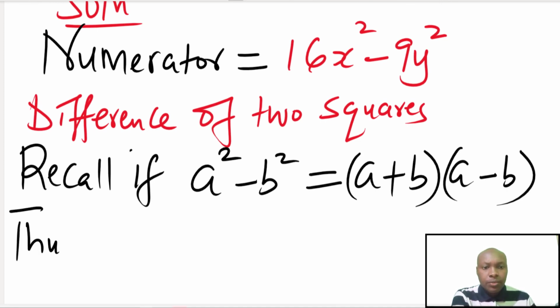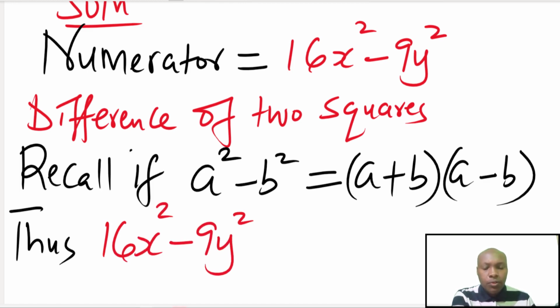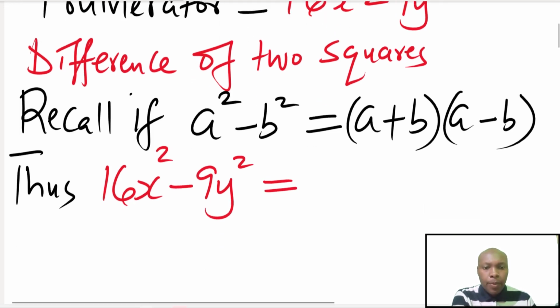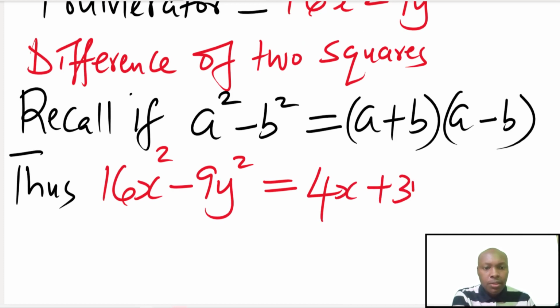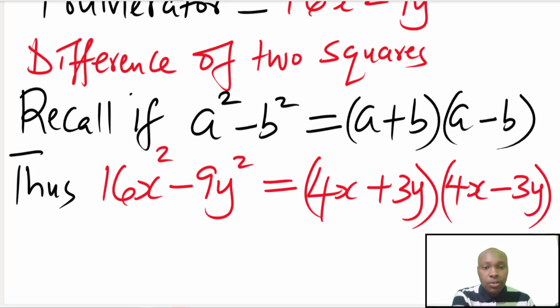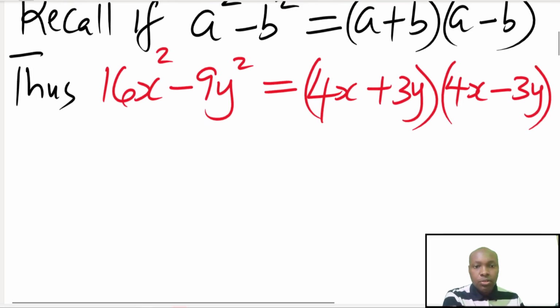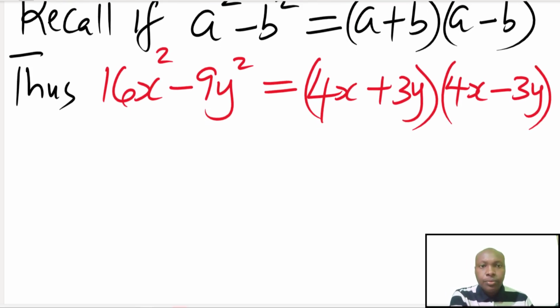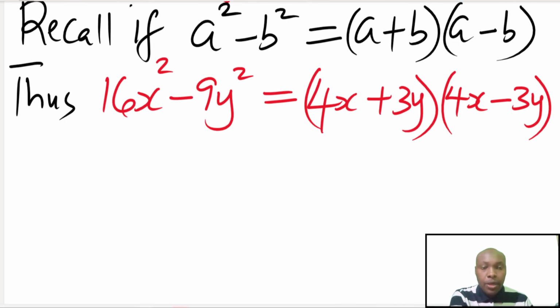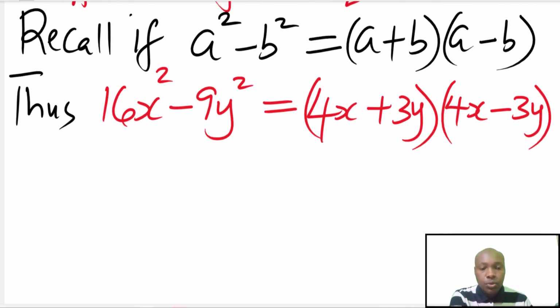Now, in this case, if we do the same for what we have, 16x squared minus 9y squared, when you factorize that, we should get 4x plus 3y, then 4x minus 3y. So that is what we get when we factorize the numerator, and that is the solution for the numerator. Now let's go to the denominator and see what you're supposed to do.